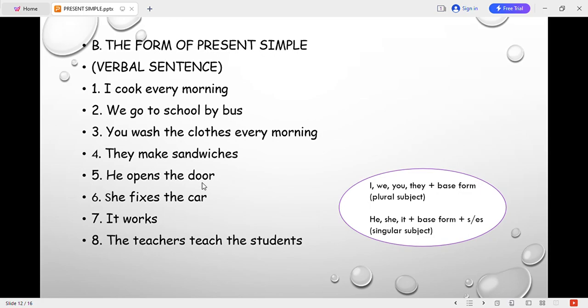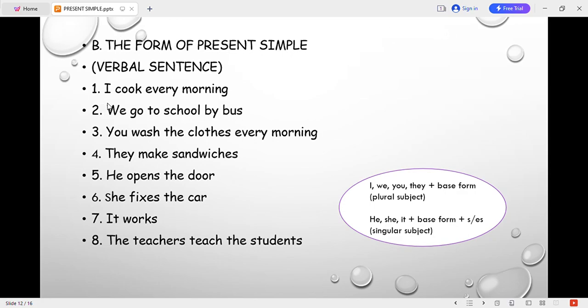And the form of present simple. Here I said verbal sentence, and for the next slide I put a nominal sentence. I just take two kinds of sentence here: verbal sentence and nominal sentence. Verbal sentence means the sentence that uses a verb, the base form, a word that shows us that someone does something.